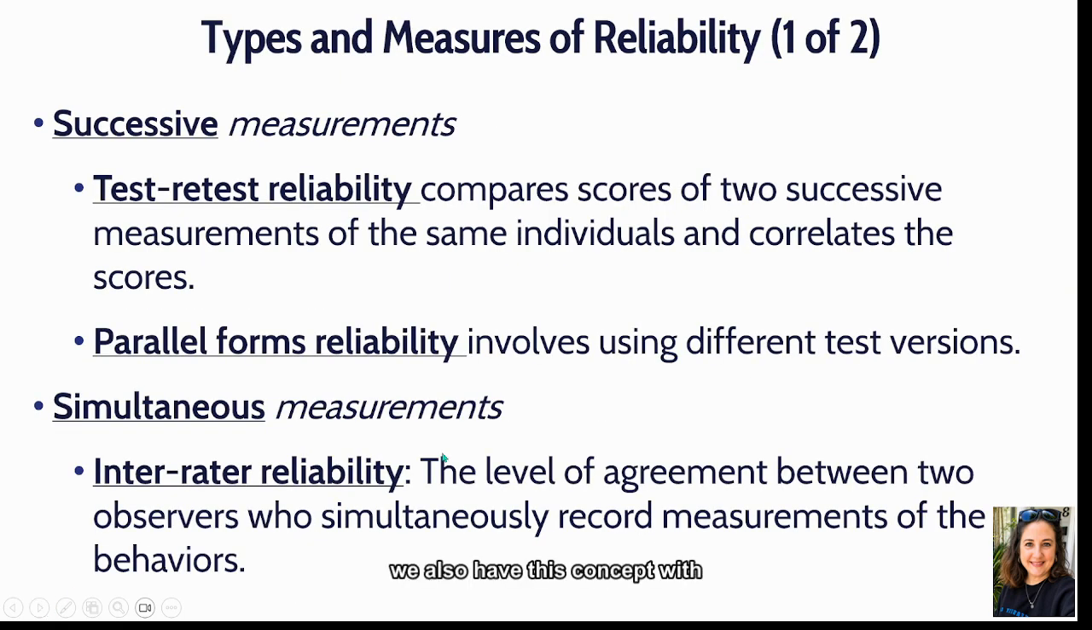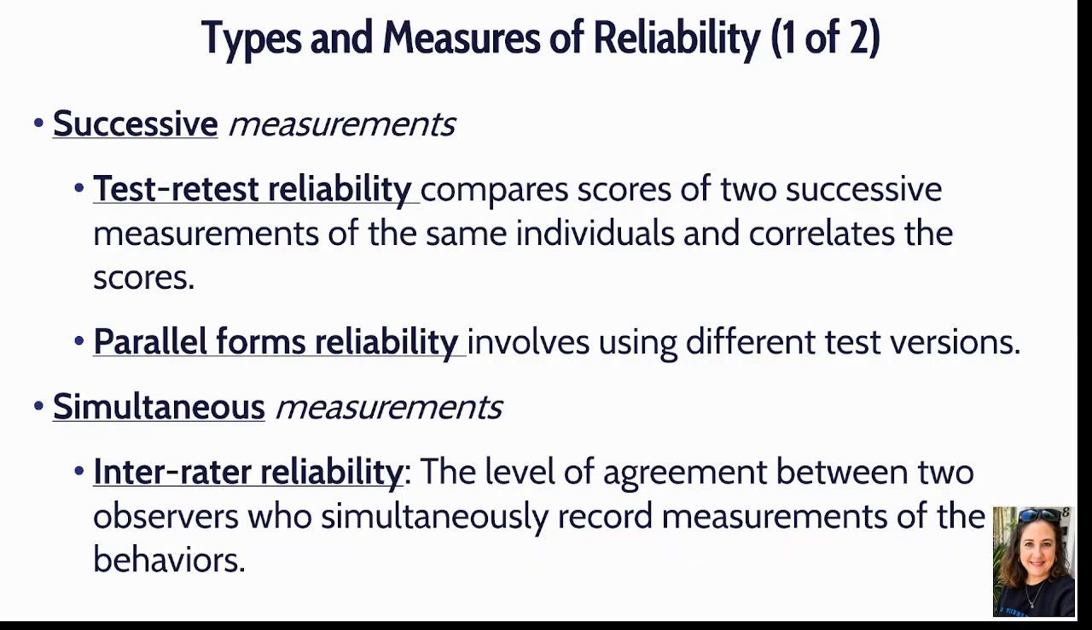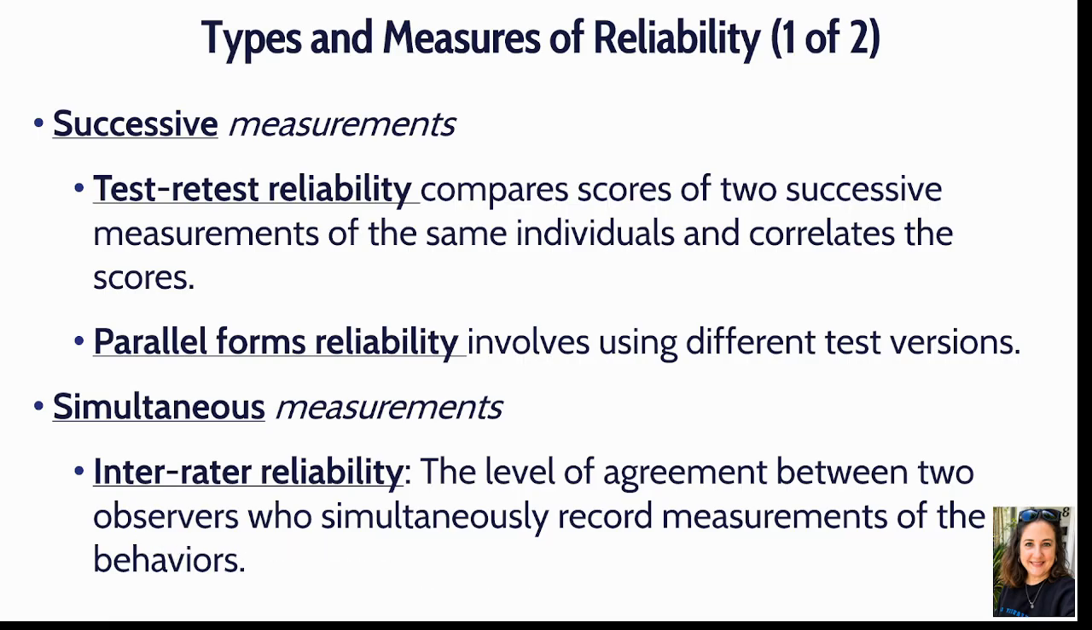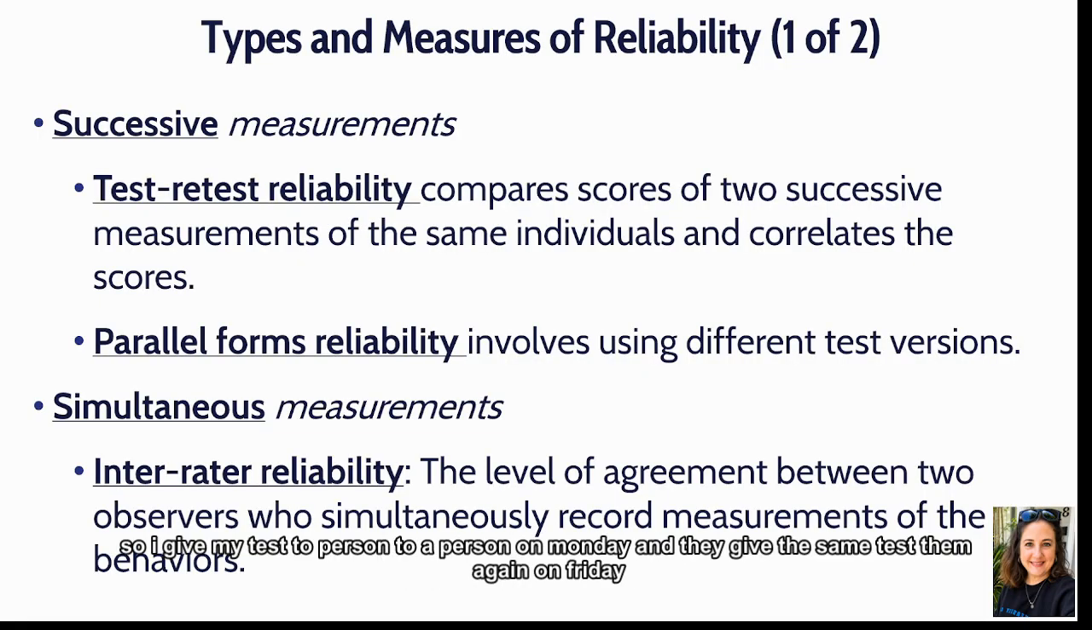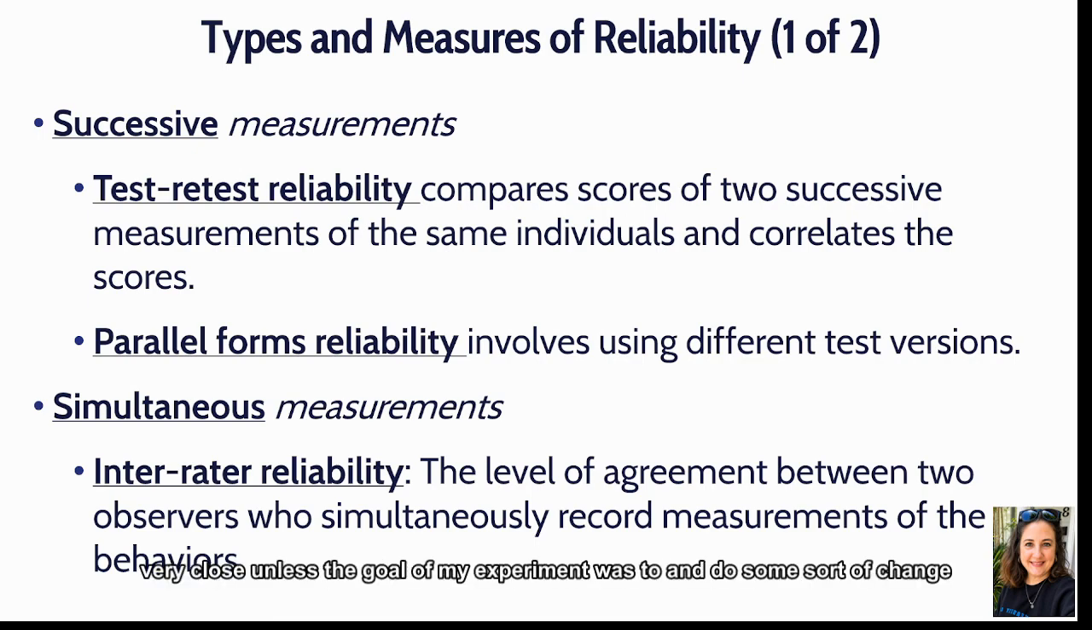We also have this concept with our successive measurements. So we want something called test-retest reliability to be high. Test-retest reliability means that I compare the scores between 2 sessions of measurements for the same individuals or conditions, and those scores are highly correlated. So I give my test to a person on Monday, and I give the same test to them again on Friday. I want those measurements to be very close, unless the goal of my experiment was to induce some sort of change.